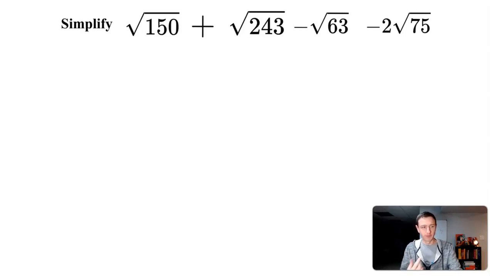Here we have some simplifying radicals, but we have operations in between them, like we have square root of 150 plus the square root of 243 minus the square root of 63 minus 2 square root of 75.